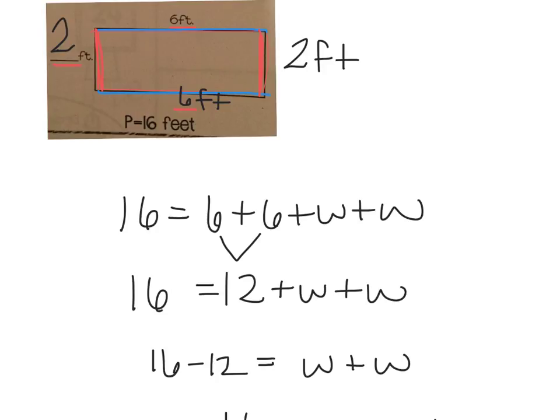Now make sure, and you can always check your work by adding the actual dimensions. 6 plus 6 is 12. 12 plus 2 is 14. 14 plus 2 is 16 feet, which checks out with our perimeter that was given to us. So our missing dimension in our final answer should be 2.